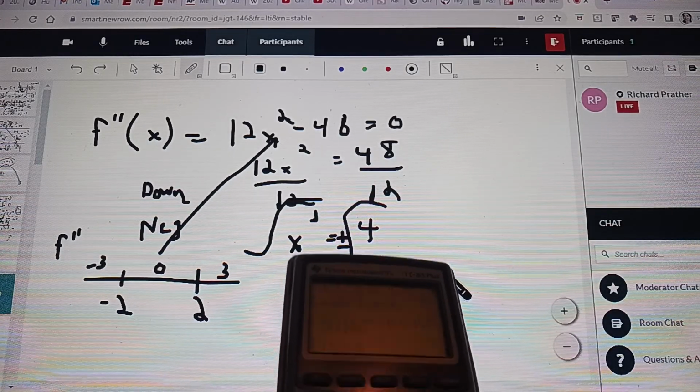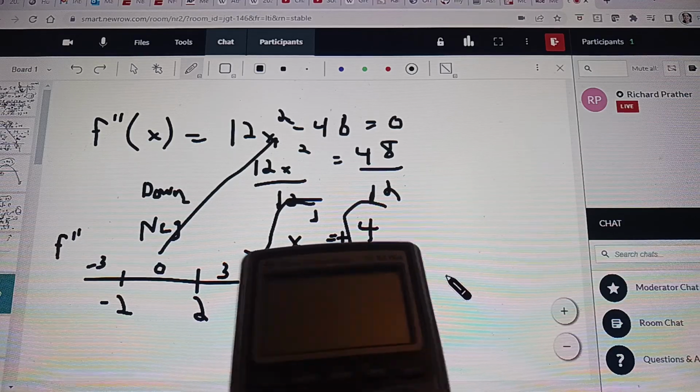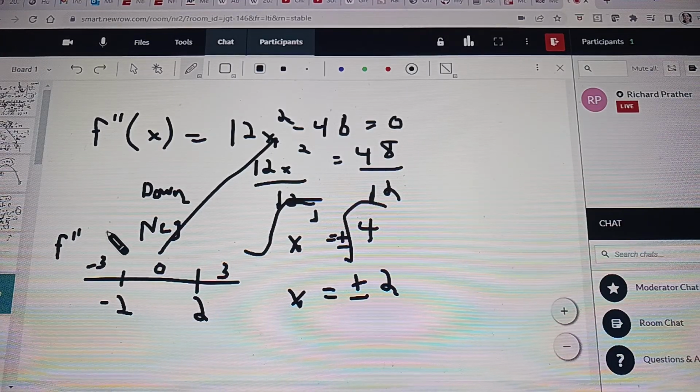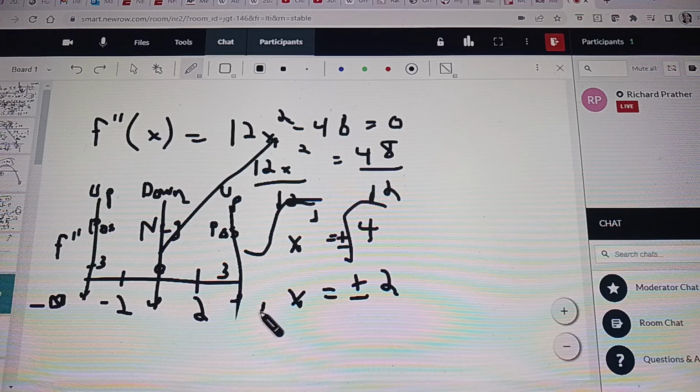12 times 3 squared minus 48 is positive 60. So both of these sections are positive, and that means you're concave up on each end. So from -infinity until -2, you're concave up. Between -2 and 2, you're concave down. And then from 2 to infinity, you're concave up again. So it's -2 and +2.